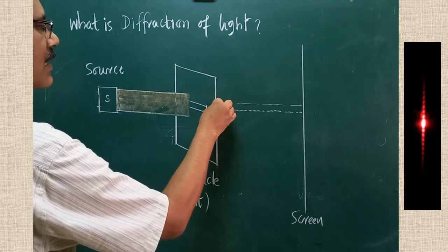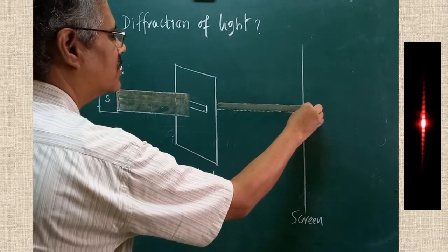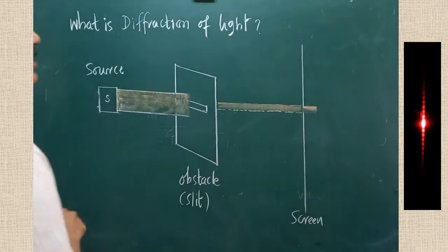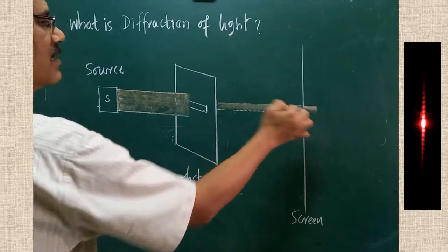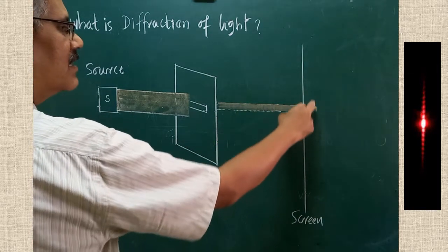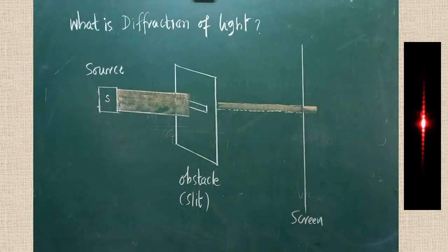Here the light will travel in this region, and that portion alone must be illuminated. So the rest of the portions must be shadow. Geometrically, these regions must be a shadow region. But it is not so.